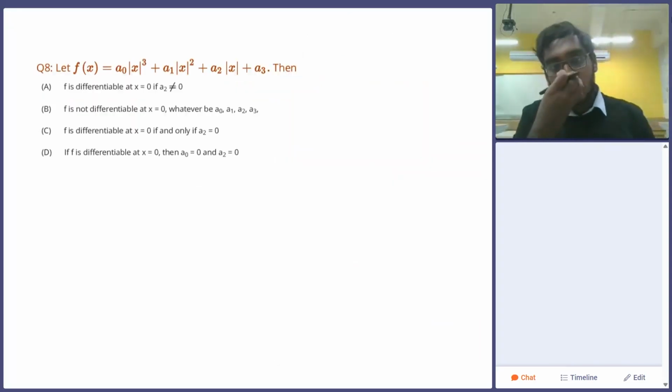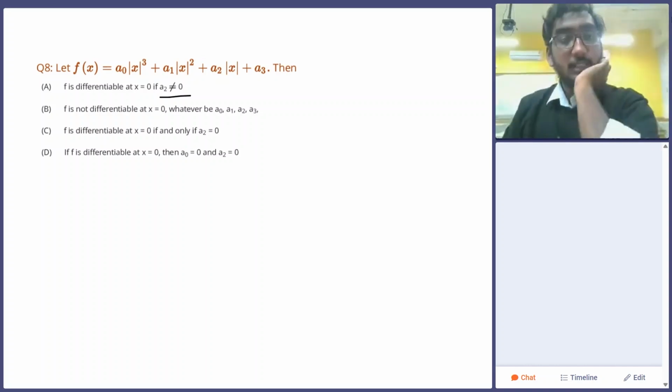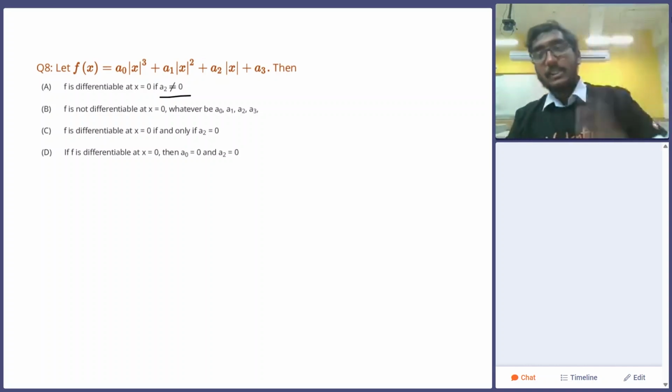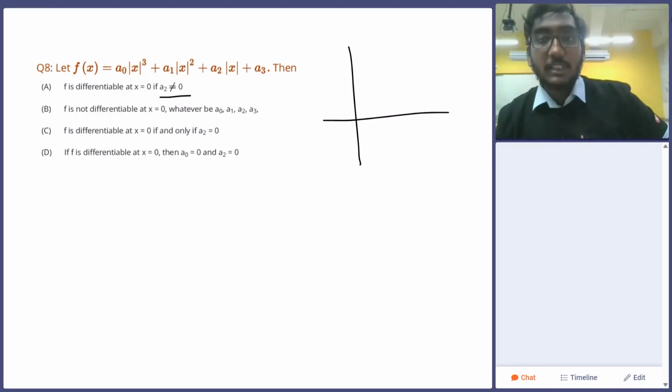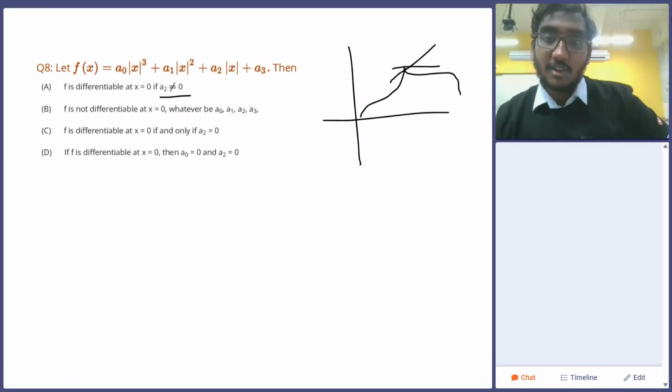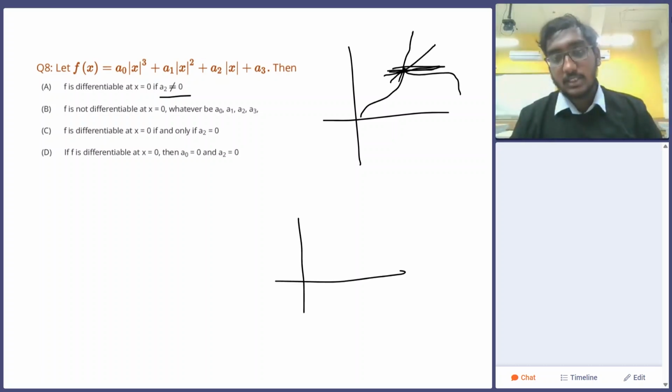It's the 8th question. So they have given some function in terms of mod and they are asking whether it's differentiable. If not, at what point is it not differentiable is the question. See, usually when we say a function is not differentiable, one possibility is that it is not continuous, or it has some sharp edges like this. For example, in such functions, if you see here, a number of tangents can be drawn, right?